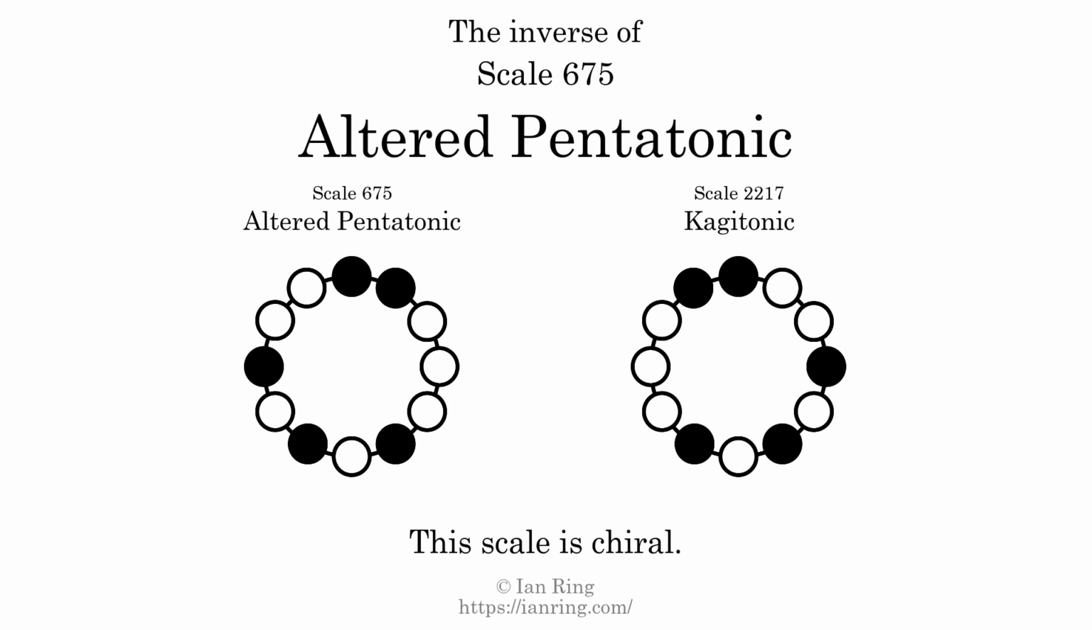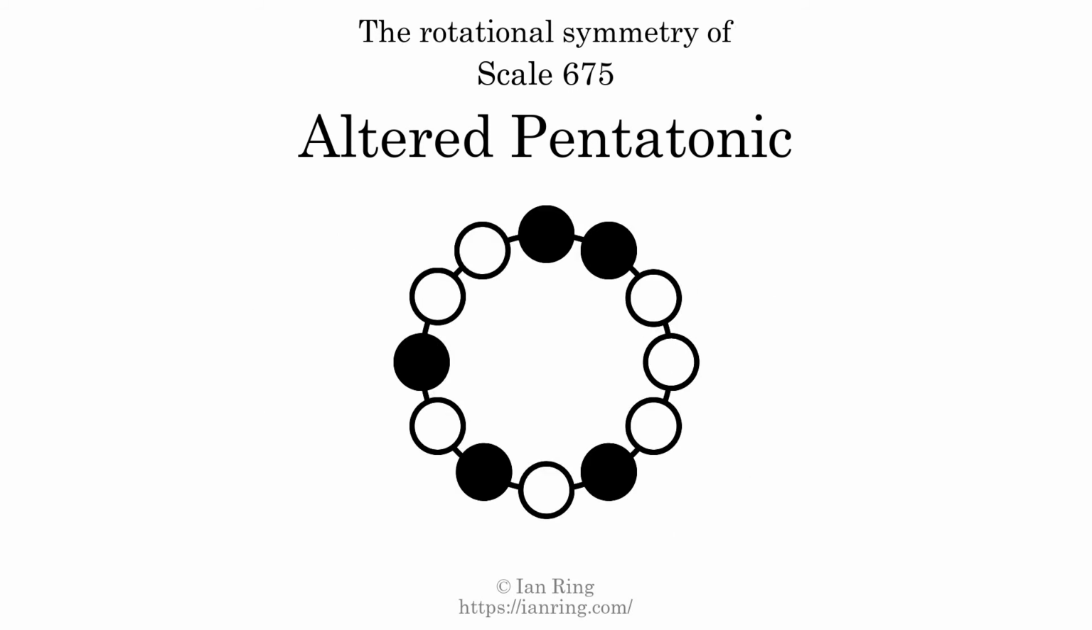The inverse of a scale is a mirror image. It is what you get when the sequence of intervals is reversed. The inverse of this scale is scale 2217, also known as catatonic. This scale is chiral. It cannot transform into its inverse by rotational transformation.